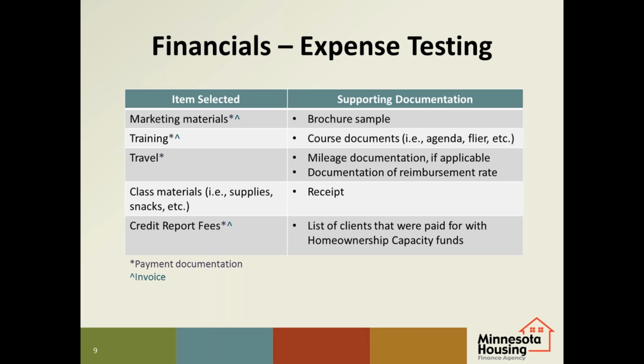Credit report fees. So if we do select that item, we will be asking for a list of clients that were paid for with homeownership capacity funds. So if you had a charge for $100 on your homeownership capacity general ledger, we'd be looking to see that a list of clients and the amounts of those credit reports total $100. And we'd be checking the clients listed against the homeownership capacity clients.